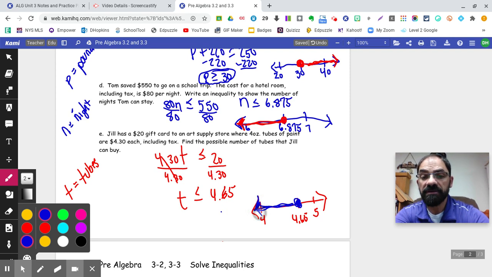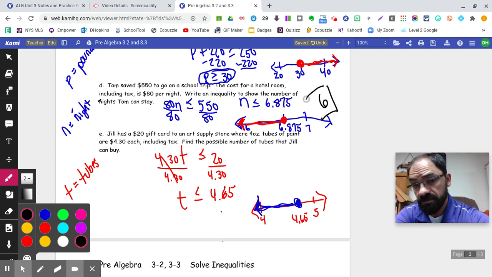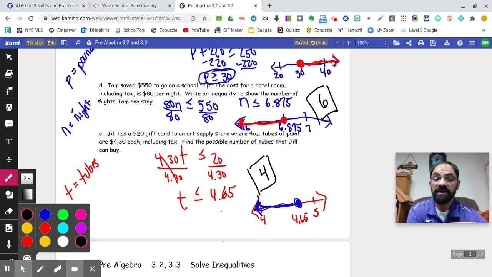And keep in mind on a test or quiz, if the question was asked on D and E, what's the most number of nights the person could stay in the hotel room? That would be 6. And down here, what's the most number of tubes Jill can buy? That would be 4. Even though the decimal is greater than 5, we have to round down.